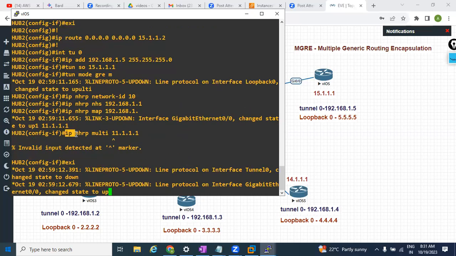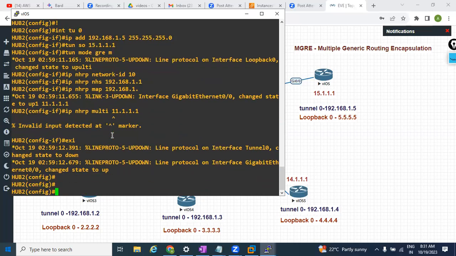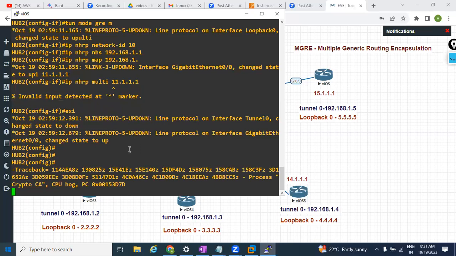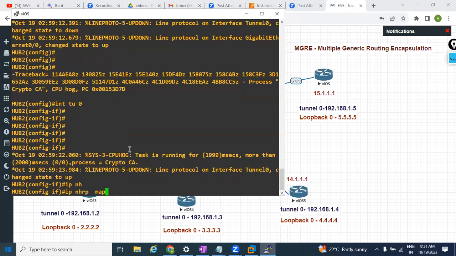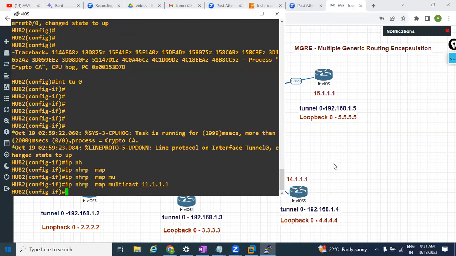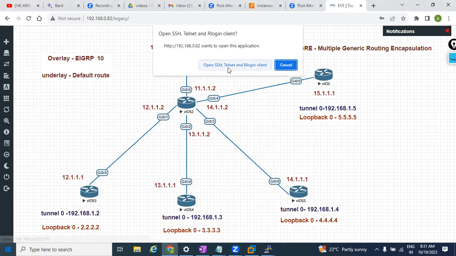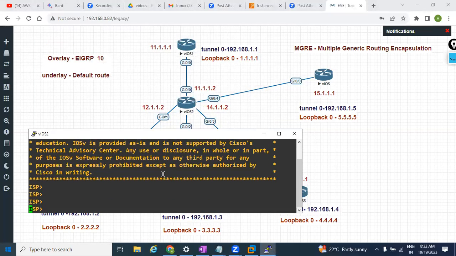One, this command is map. Mapping I haven't mentioned. Interface tunnel 0, ip nhrp map multicast with 11.1.1.1. Meanwhile, I have to get into the ISP also. Why the ISP? Because there's the Z4 interface.